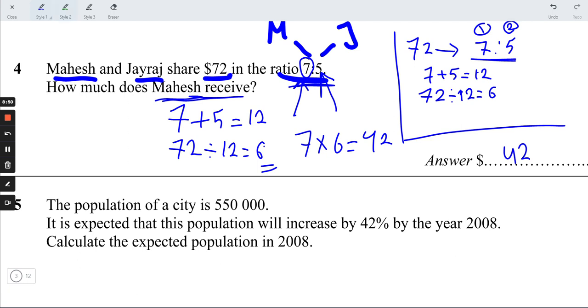Now for the first person here we have 7. So 7 times 6, you will get $42. For the second person is 5. So 5 times 6, which is equal to $30. If you add 42 plus 30, you will get 72, the same amount that you shared before. So the first person, Mahish, will get $42. This is the way how you can share an amount into a ratio.